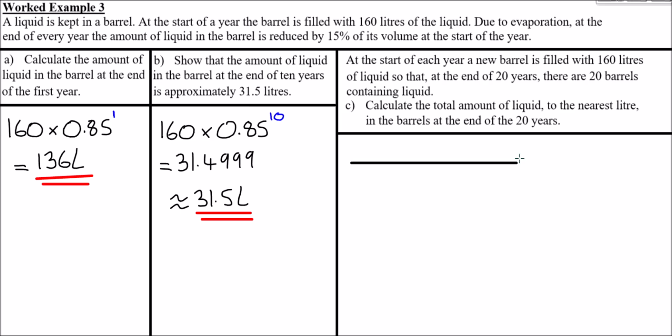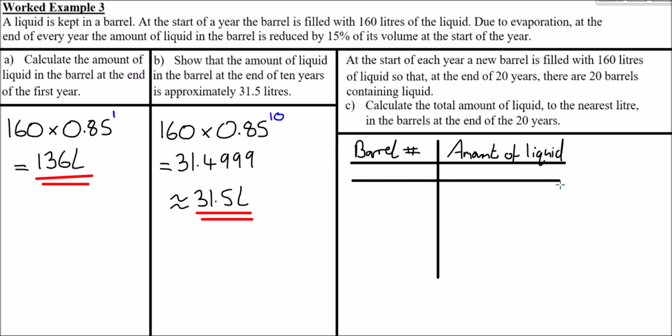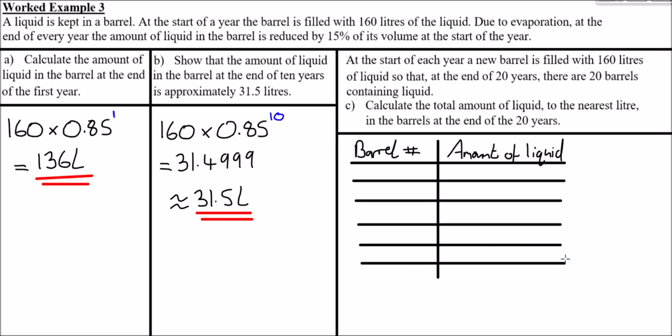We have different things going on. So we're going to have the barrel number and therefore the amount of liquid. There's going to be 20 different barrels. If I take 1 to be the first barrel, the first one on the scene, and the 20th to be the last barrel that comes along, we can think about a pattern and see if we can find out, by appealing to patterns, what's actually going on. So the first barrel, second, third, fourth, 20th.